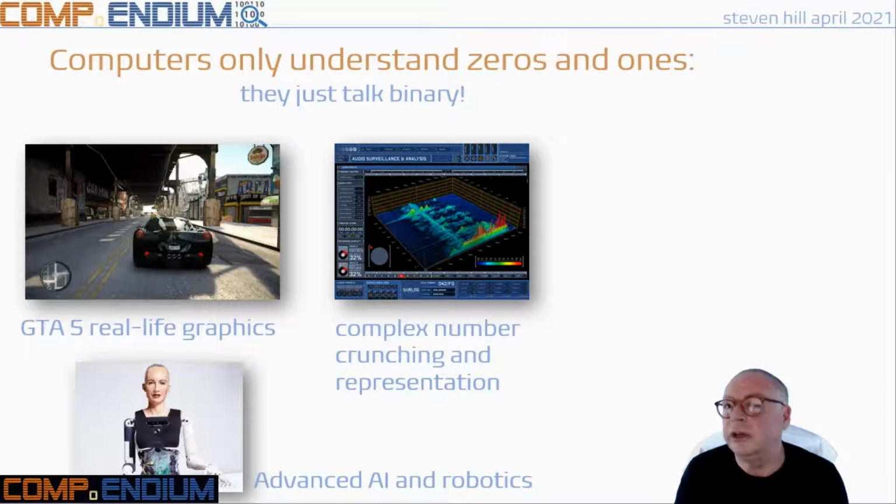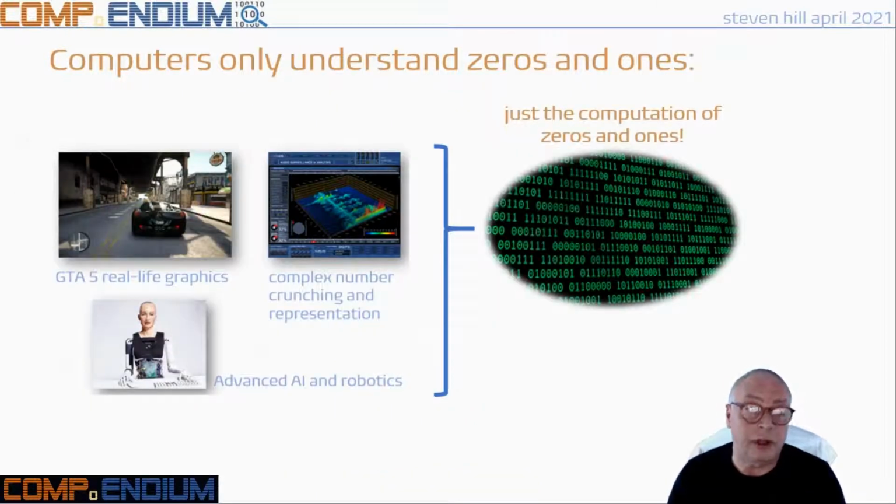And you may have seen this android on the TV. This is Sophie, who really has a very, very spooky ability to communicate in a very human type of way. Once again, the point that I'm making, guys, is that all of these different extraordinary applications of computing are simply the computer processing billions and billions of zeros and ones.